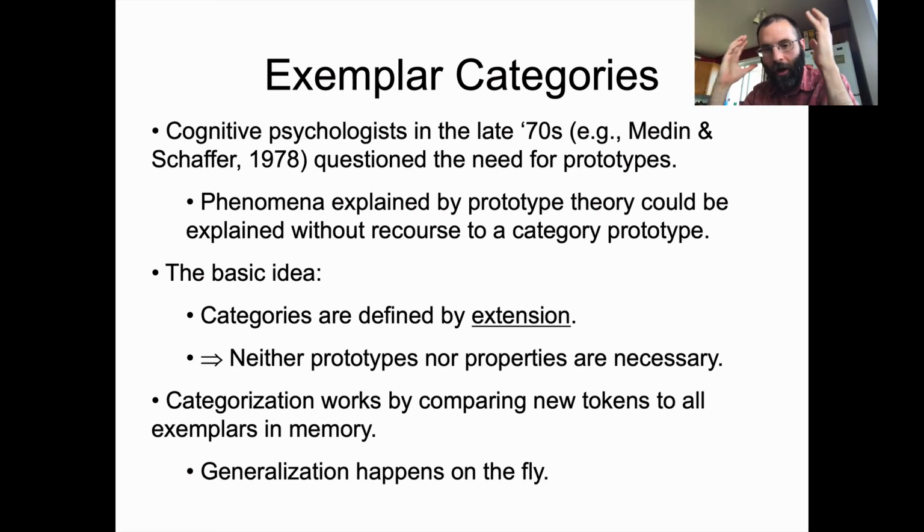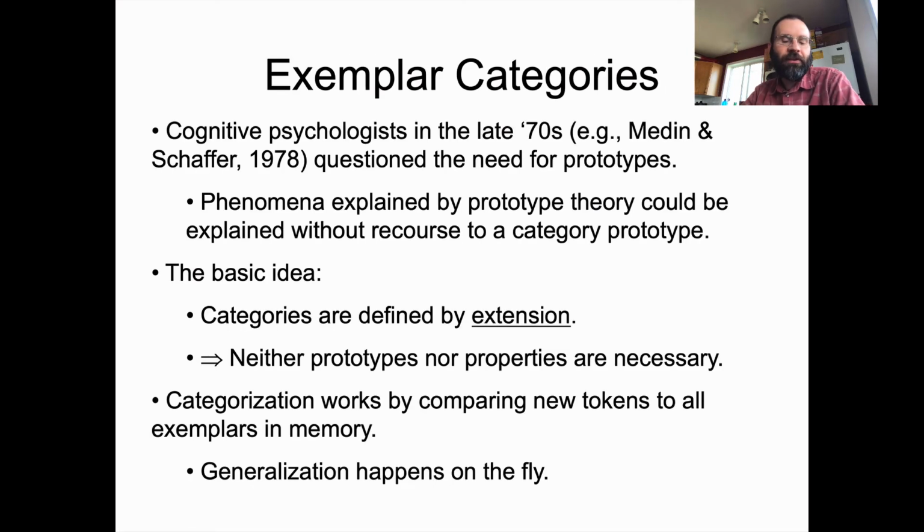But this is different from using definitional properties, because you don't have a clear set that you hang on to for the rest of your mental existence. Instead, generalization happens on the fly. So if you bring a new exemplar into your category, then that category is going to shift a little bit in terms of how you understand it. And you can expand it and have it move around a little bit in similarity space.